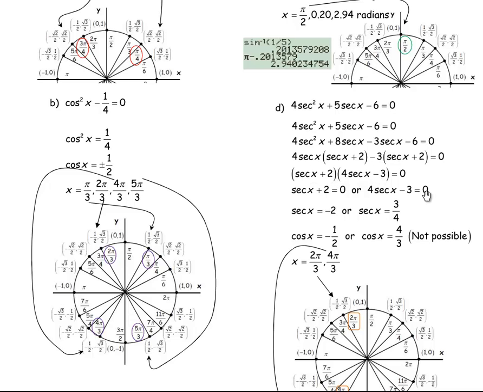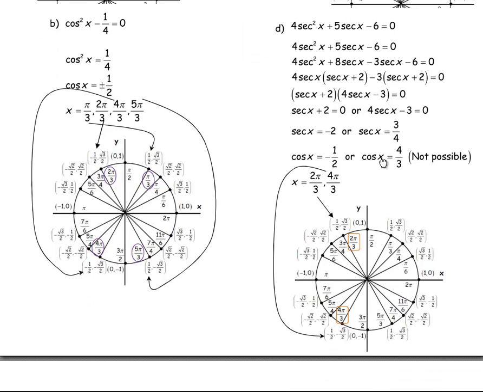So we set each of these equal to 0. And so this one, we bring the 2 over, so secant x would equal negative 2. For this one, we bring the 3 over and divide by 4, so we get secant x equals 3/4. Now, that's one of the reciprocal trig functions again. So we change secant into cosine. They are reciprocals. So if secant x equals negative 2, cosine x would be the reciprocal of negative 2, which would be negative 1/2. The reciprocal of 3/4 is 4/3.